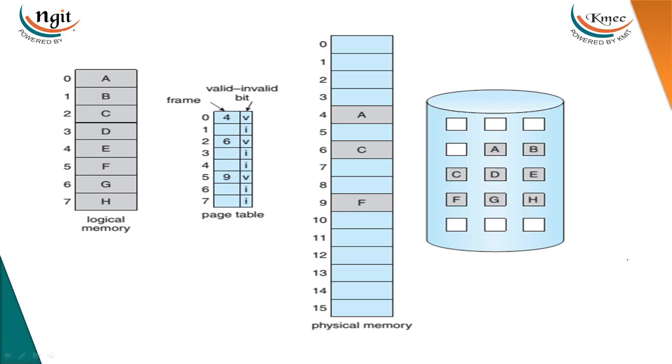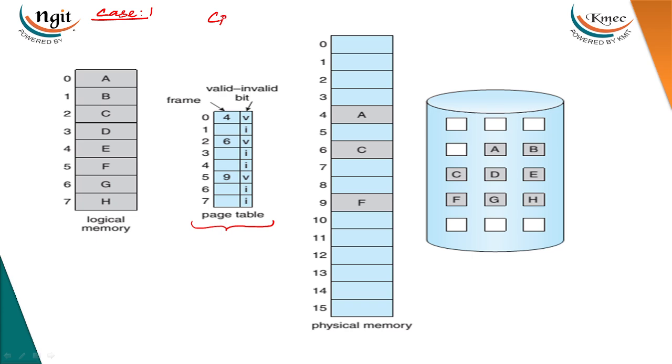Let's see case 1. What is case 1? Okay, let's see the scenario. Look at, we have 8 pages and there is a table. The table consists of page numbers that are indexed, followed by frame numbers and a valid/invalid bit.